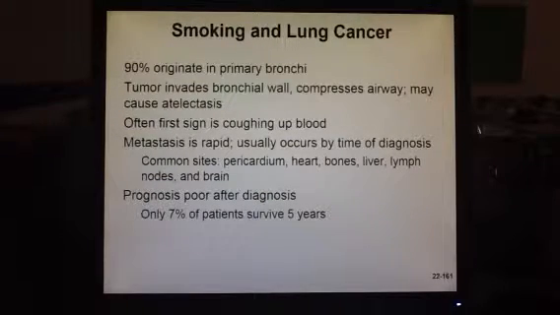Most lung cancer types originate in the primary bronchi. The tumor is going to invade the bronchial wall, which could compress the airway, and again, that's going to reduce the airflow. Sometimes the first sign is coughing up blood, and the lung cancer is able to move quickly. Usually the spread to other organs has occurred by the time of diagnosis. Usually it moves possibly into the pericardium, the heart, the bones, liver, lymph nodes, and brain. After diagnosis, the prognosis is usually poor. Only 7% of patients survive 5 years.